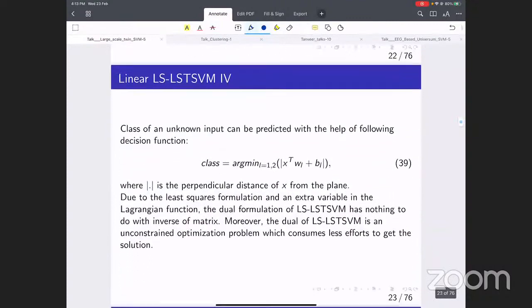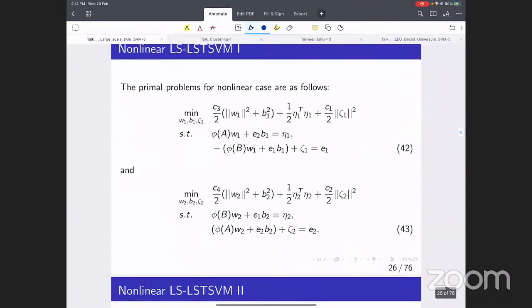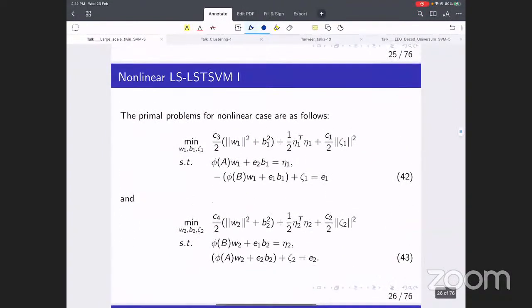Okay, similarly for non-linear cases also. So we did for the non-linear case, and as I pointed out, rather than having kernel generated surfaces, we directly implemented. So rather than writing AW1 as in linear cases, we just write phi A, phi AW, you can see here. So it means that if you just put in place of phi A is A, it is nothing but a linear case.